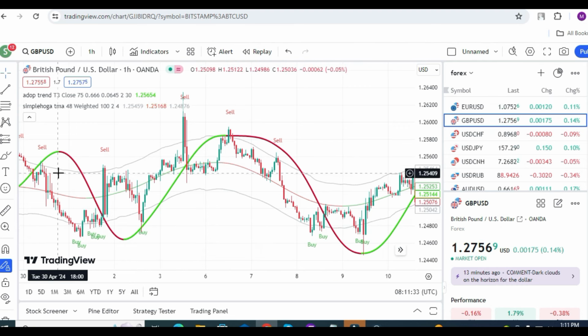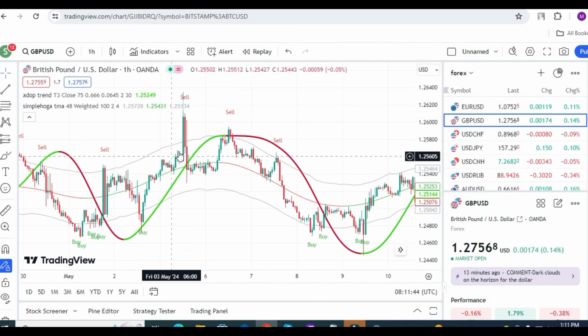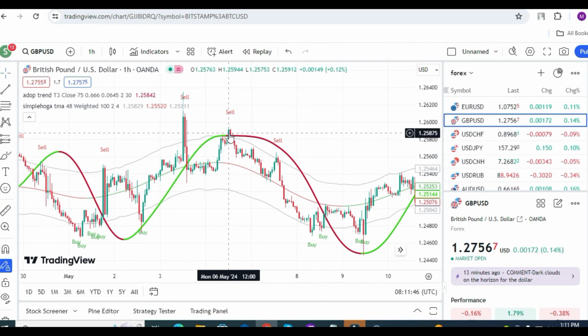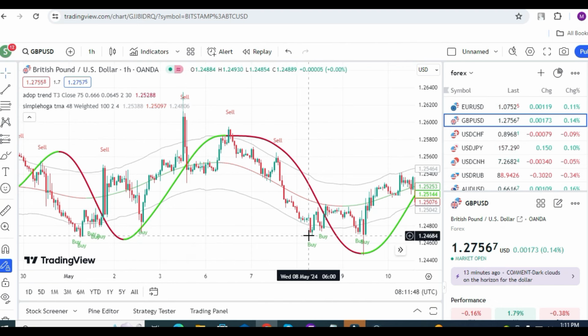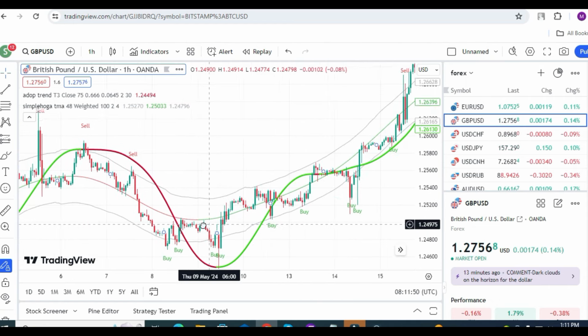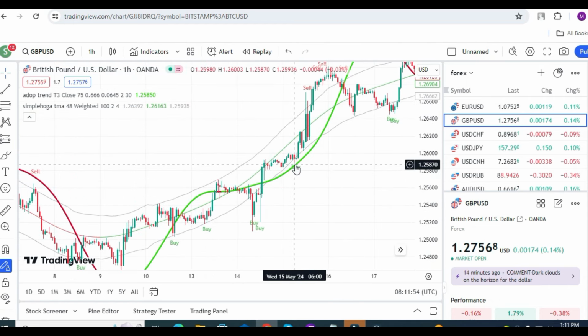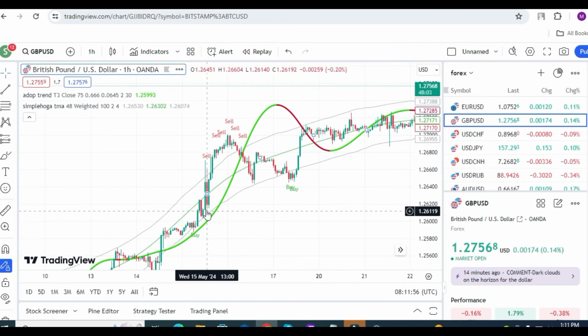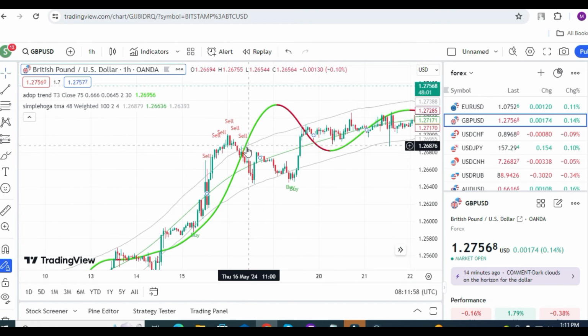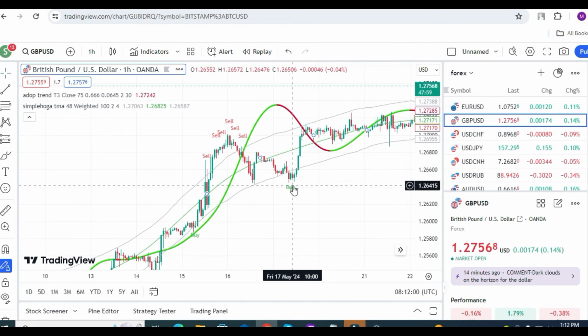Like this one, the adaptive trend line is above the upper band line, so you can go for the sell position. You can go for the buy position. You can go for another buy position and book your profit. Sell position, book your profit. The buy position, and you need to book your profit. The buy position here, you can go for the buy position and book your profit. Now it is upside, you can go for the sell position, book your profit here.